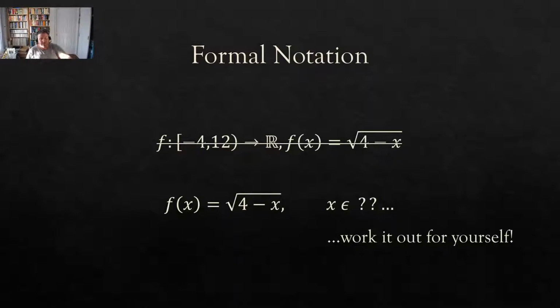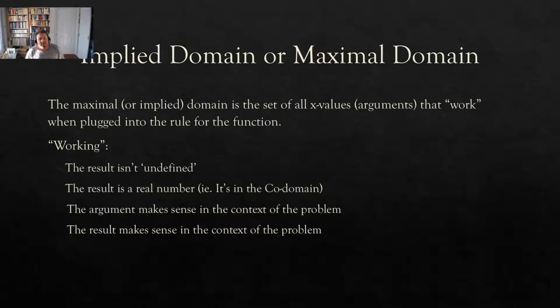So let's put up a quick formal definition. An implied domain or a maximal domain is the set of all the arguments, or all the x values, that work when plugged into the rule for the function. The rule sometimes excludes certain x values, so it's only those x values that are going to work. Working means the result isn't going to be undefined, so we're not dividing by 0 or something like that.